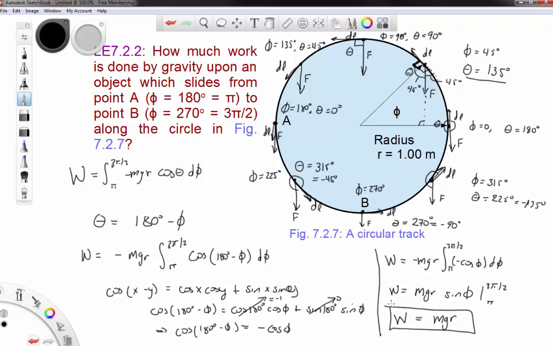So now you have a method for finding the work done by not so much a varying force as a force that's applied over a displacement whose direction is varying with respect to the force.